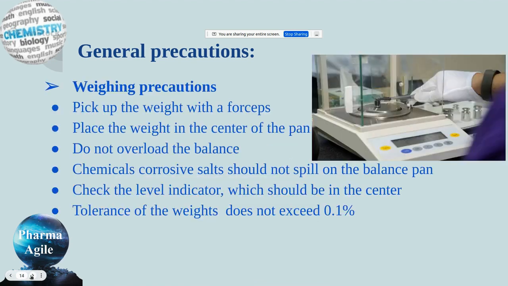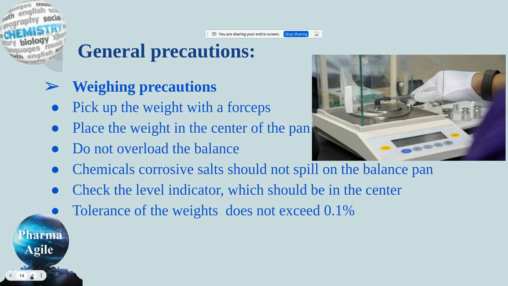Next, weighing precautions. Pick up the weight with a forceps. Place it carefully on the pan. Place the weight in the center of the balance pan to eliminate the corner weighing difference. Do not overload the balance pan more than the capacity of the balance. Many chemicals, corrosive salts, should not spill on the balance pan or inside the balance housing.